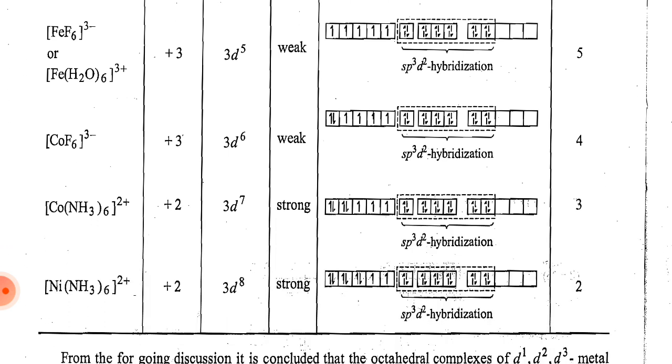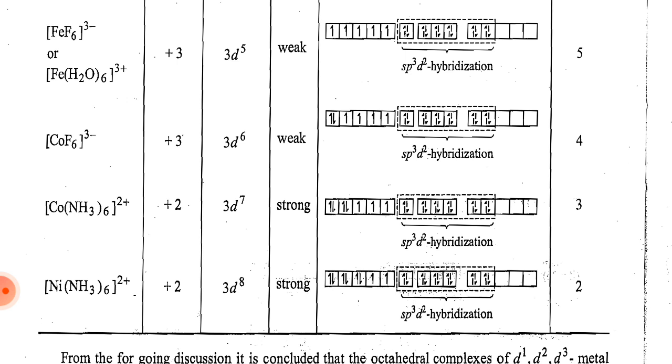Then [FeF6]3- or [Fe(H2O)6]3+ will show +3 oxidation state. 3d will show 5 electrons, and F and H2O are weak field ligands. So in 3d, 5 unpaired electrons will be there, and sp3d2 hybridization will form. The number of unpaired electrons will be 5.